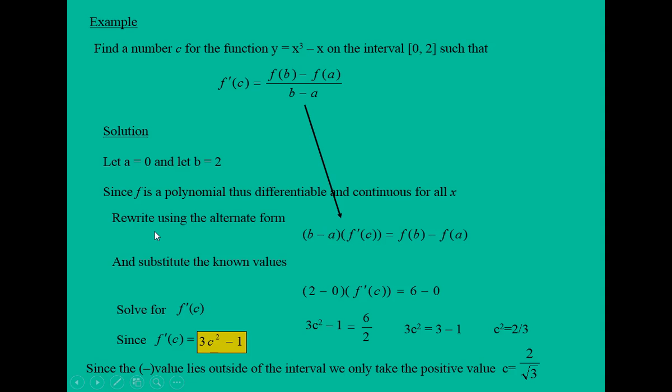So when we solve for c, we would get plus or minus 2 over the square root of 3. But the negative 2 over the square root of 3 doesn't fall within the interval, so we only choose 2 over the square root of 3.